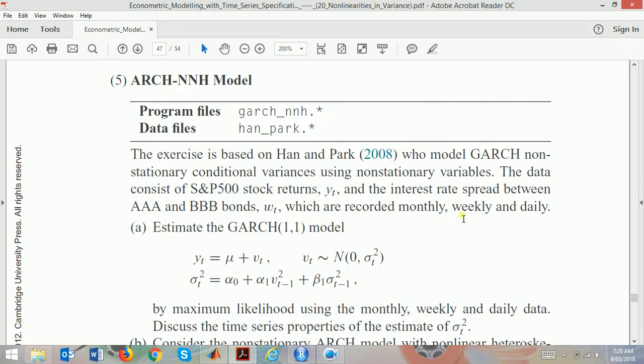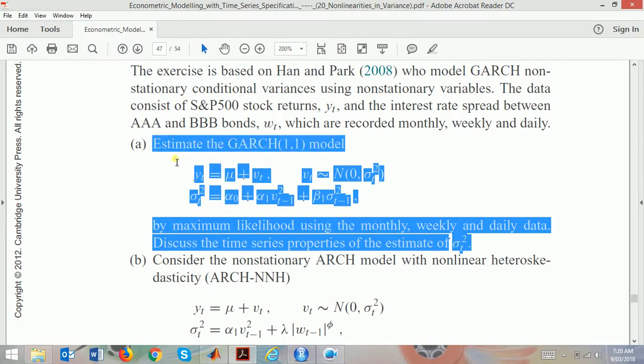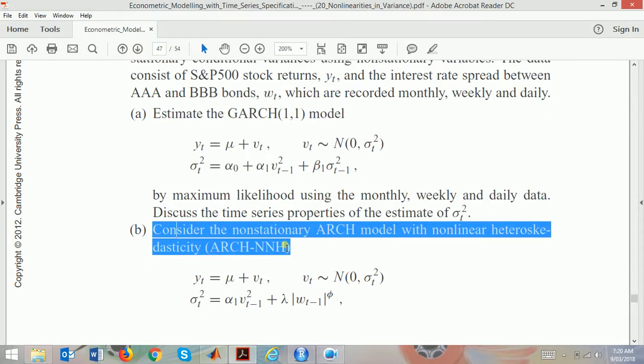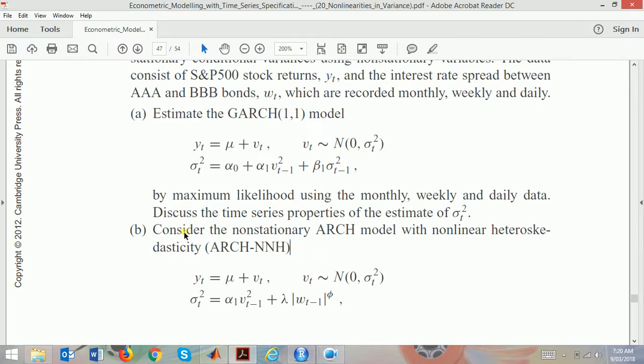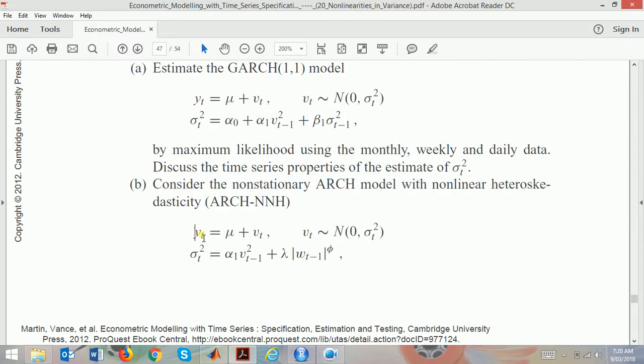Omega t are recorded monthly, weekly and daily. This is the additional explanatory variable. So first we have the regular GARCH model and sigma square. Consider the non-stationary GARCH model. So the non-stationary model is being added. It's non-stationary GARCH, and that gives me an additional equation, which is sigma square equals alpha 1 v square minus 1 plus gamma 1 omega t minus 1 to the power phi.